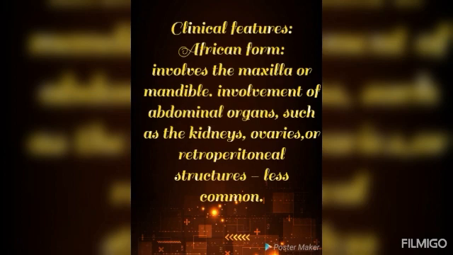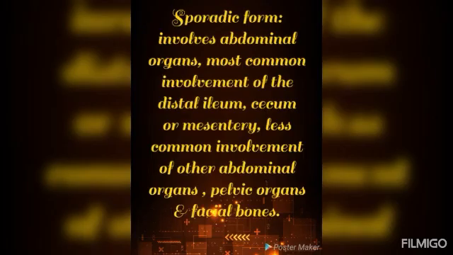What are the clinical features of the African form of Burkitt's lymphoma? It mainly involves the maxilla and mandible. Involvement of abdominal organs such as the kidneys, ovaries or retroperitoneal structures is less common. This patient is a classical example of the African form of Burkitt's lymphoma, involving the maxilla and mandibular region.